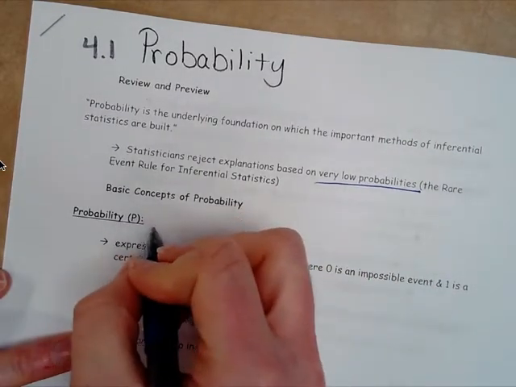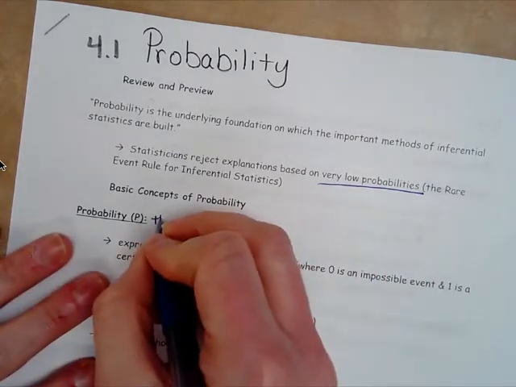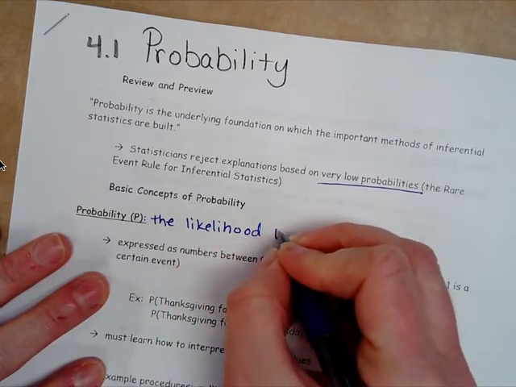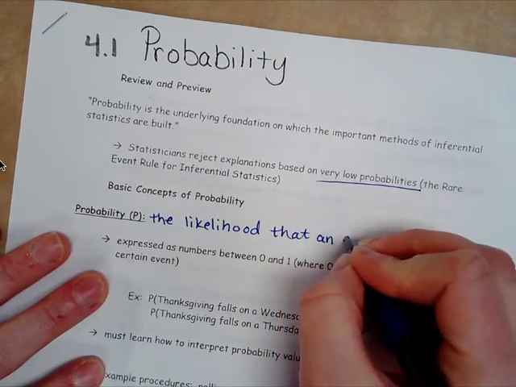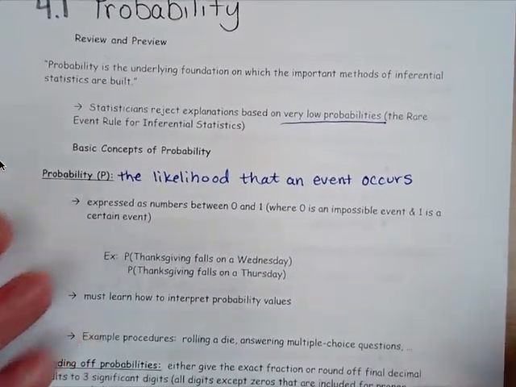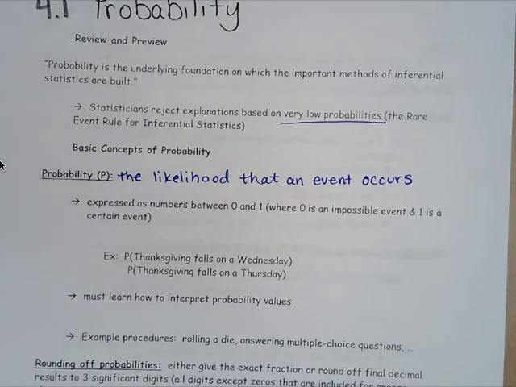So the basics of probability, our definition for probability is the likelihood that an event occurs. So you'll specify what the event is and we'll do the likelihood of that. Remember in one of those crash courses, statisticians like to use coin flipping a lot, so that will be one of the events that we talk about. If we flip a coin, what's the probability of getting heads? What's the probability of getting tails? Skittles, what's the probability of getting a red Skittle? What's the likelihood that that event occurs?